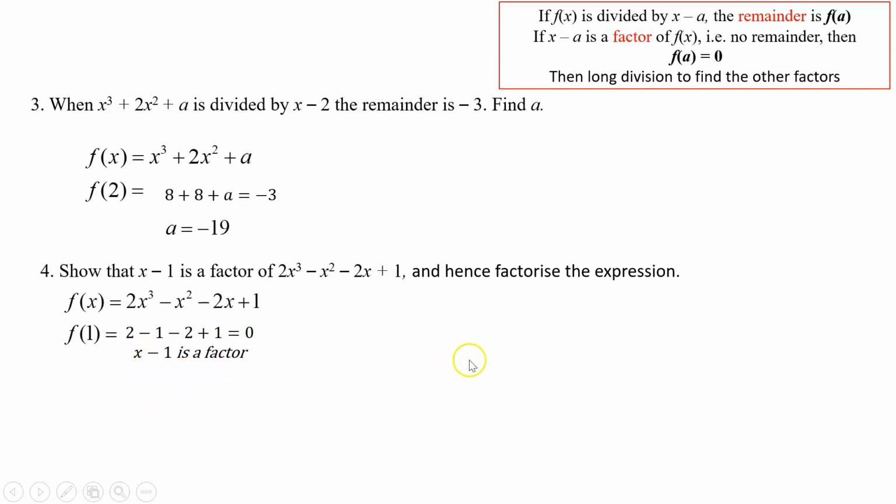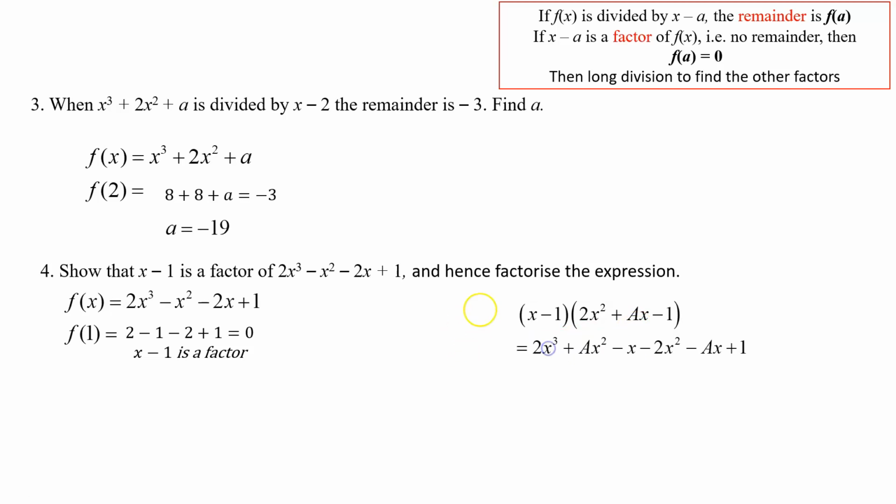Now if it is a factor, I can either do a long division or I'm going to manipulate the expression in this second bracket. Now if x minus 1 is a factor, I know the second bracket is going to have 2x squared at the beginning because I've got 2x cubed at the end. I know I've got a plus 1 at the end, so I need a minus 1 at the end of this one. Then I don't know what the term in x is going to be.